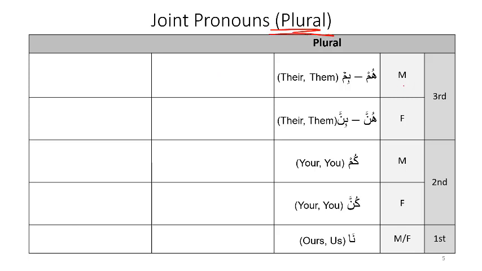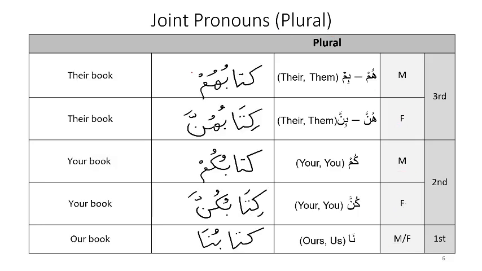And again, we'll have third person male, female, second person male, female, and then first person. So here I have completed the full table. Kitabuhum, this hum means their book. Kitabuhunna means their book, but we are talking about females. Kitabukum means your book, where we are referring to all of you, male plural. Kitabukunna is your book, where we are talking to a group of females. And kitabuna means our book.